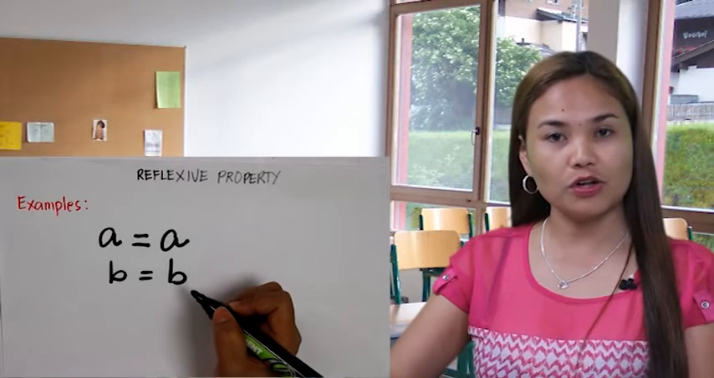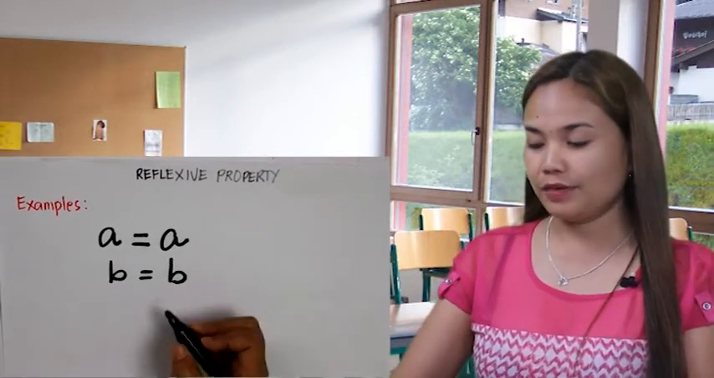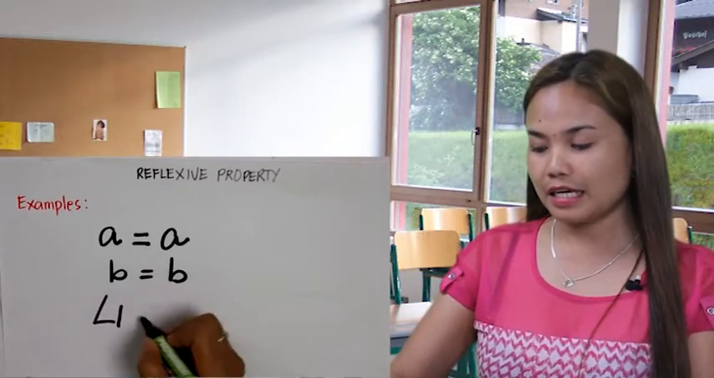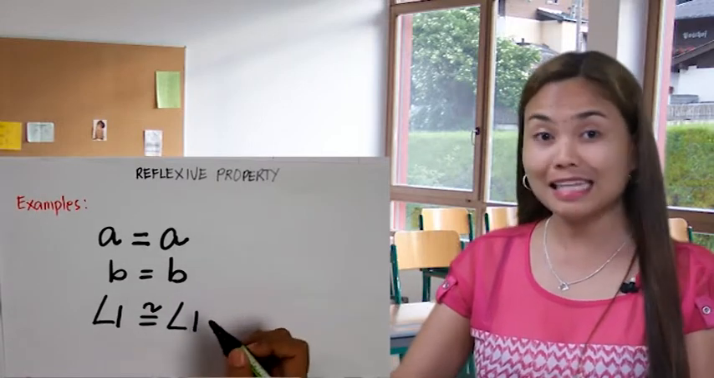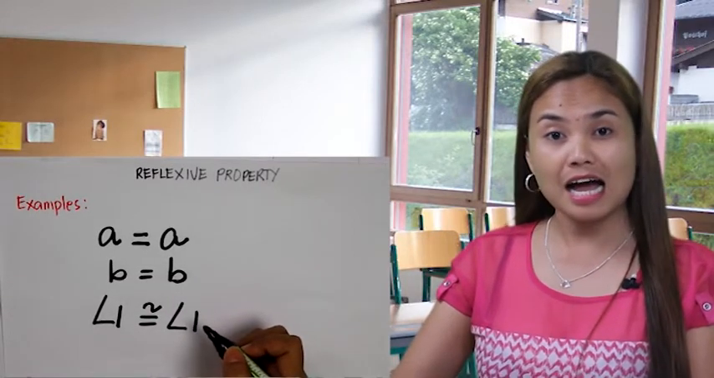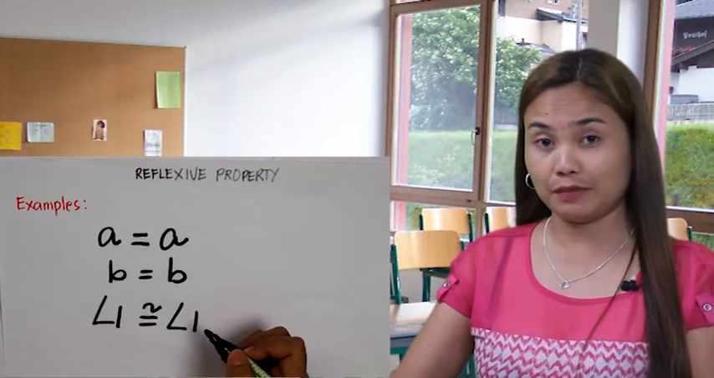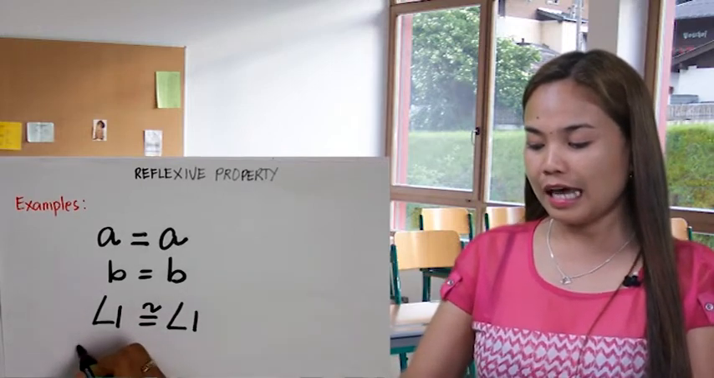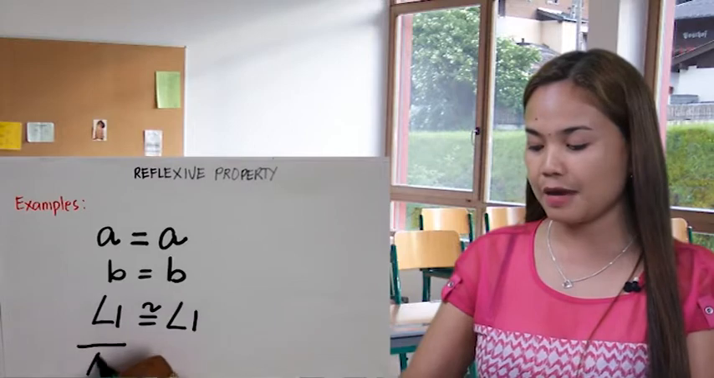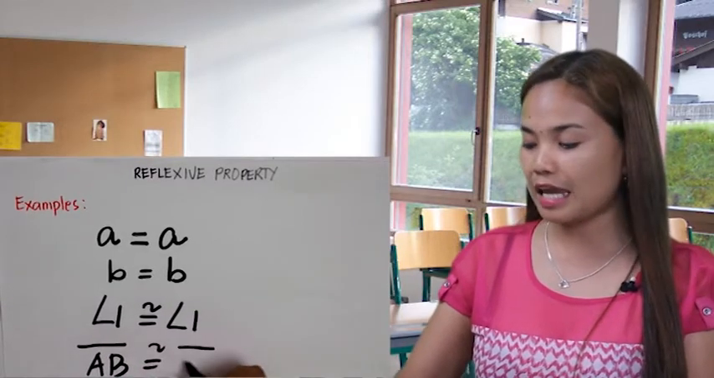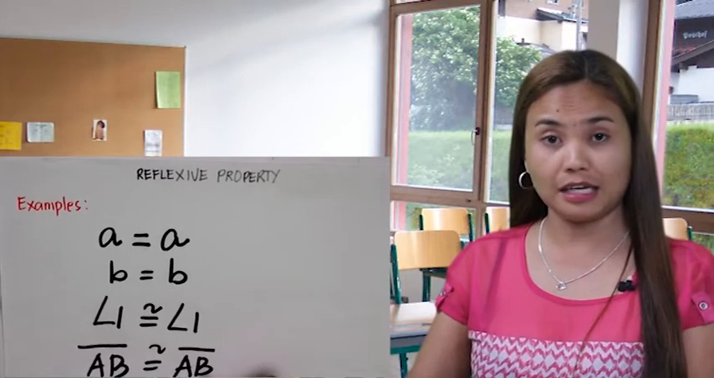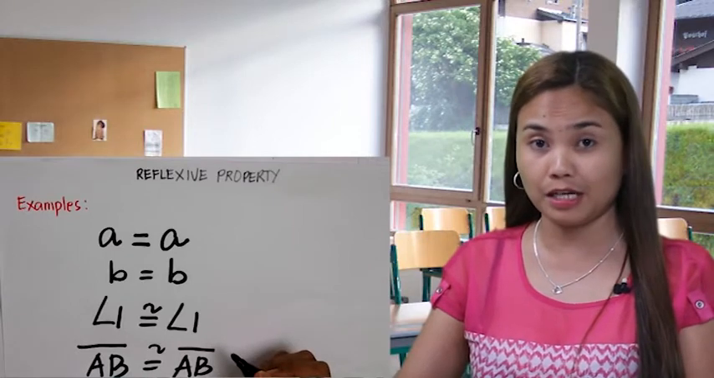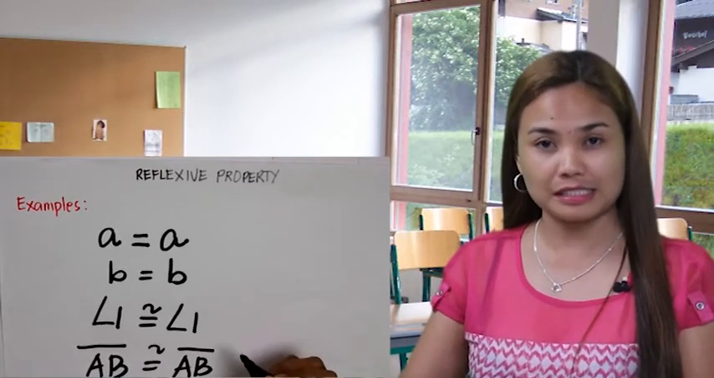Now we can also use angles or sides of a triangle since we're talking about triangles. Angle 1 is congruent to angle 1, but it cannot be equal to angle 2, because angle 1 is different from angle 2. Take note of that. We can also have a line segment, or a side. Side AB is congruent to side AB only and no other side, because it is itself. Clear? I hope the reflexive property is clear. Any number is equal to itself.